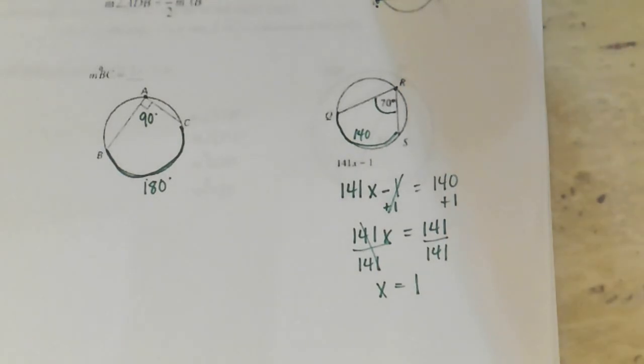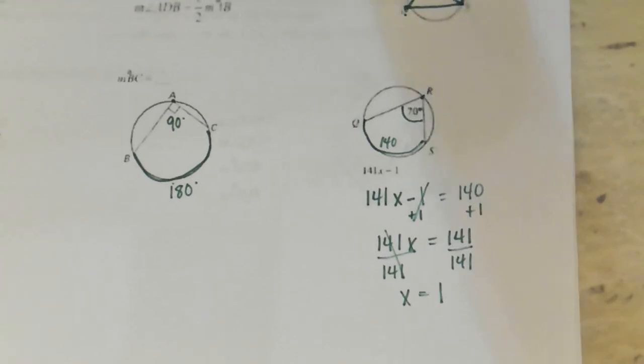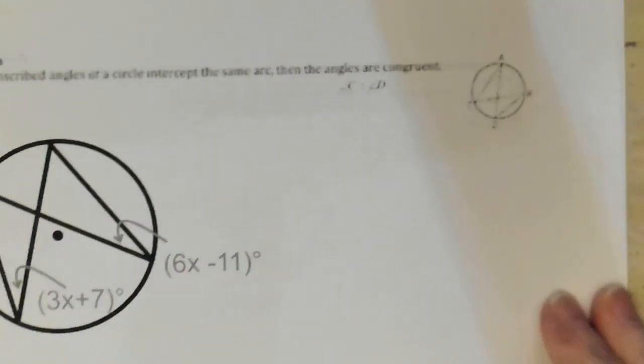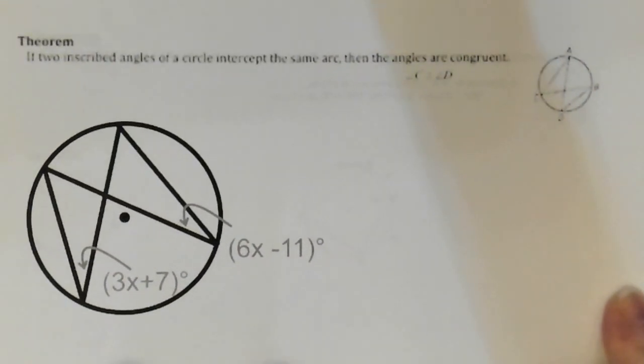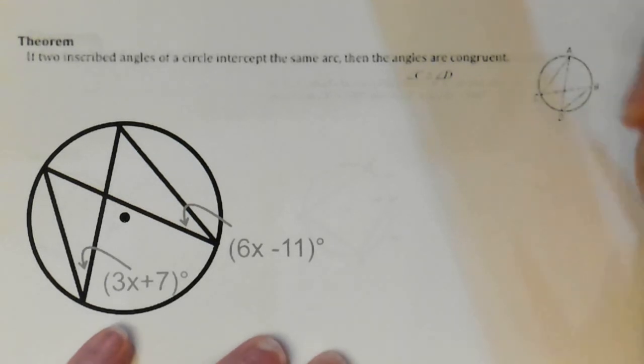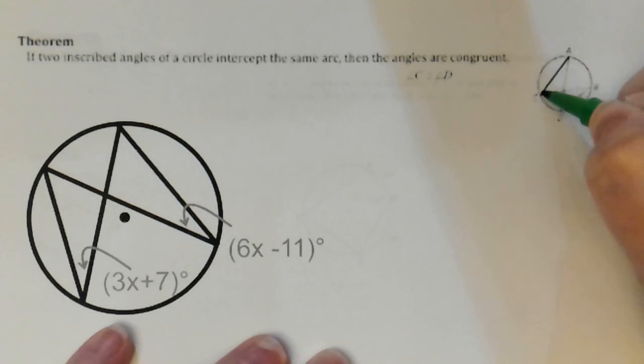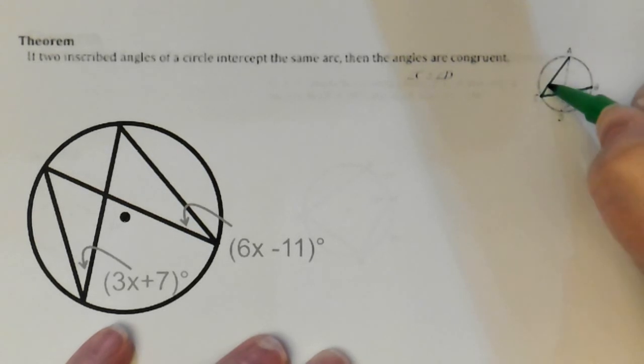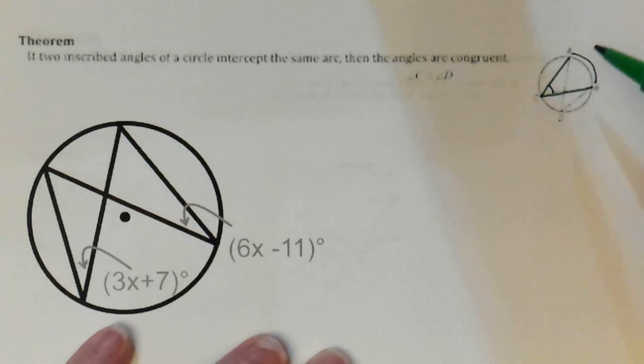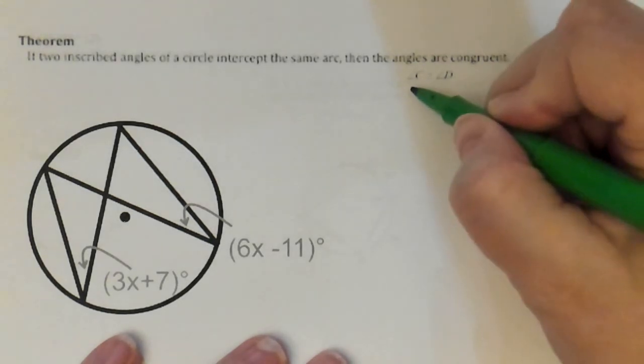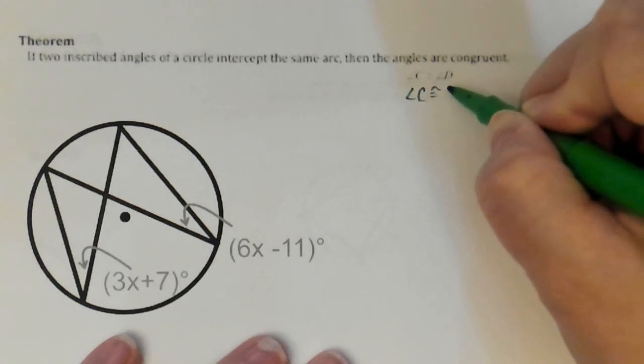Okay. This next theorem is really a corollary to this theorem, meaning it exists because of this one. So if you look at the next slide, it says if two inscribed angles of a circle intercept the same arc, then the angles are congruent. So in this picture, this angle, C, intercepts this arc. But angle D also intercepts this arc. So if they're both half of this, then they have to be the same thing, because you can only halve this and get one answer. So that's what this says. Angle C is congruent to angle D.